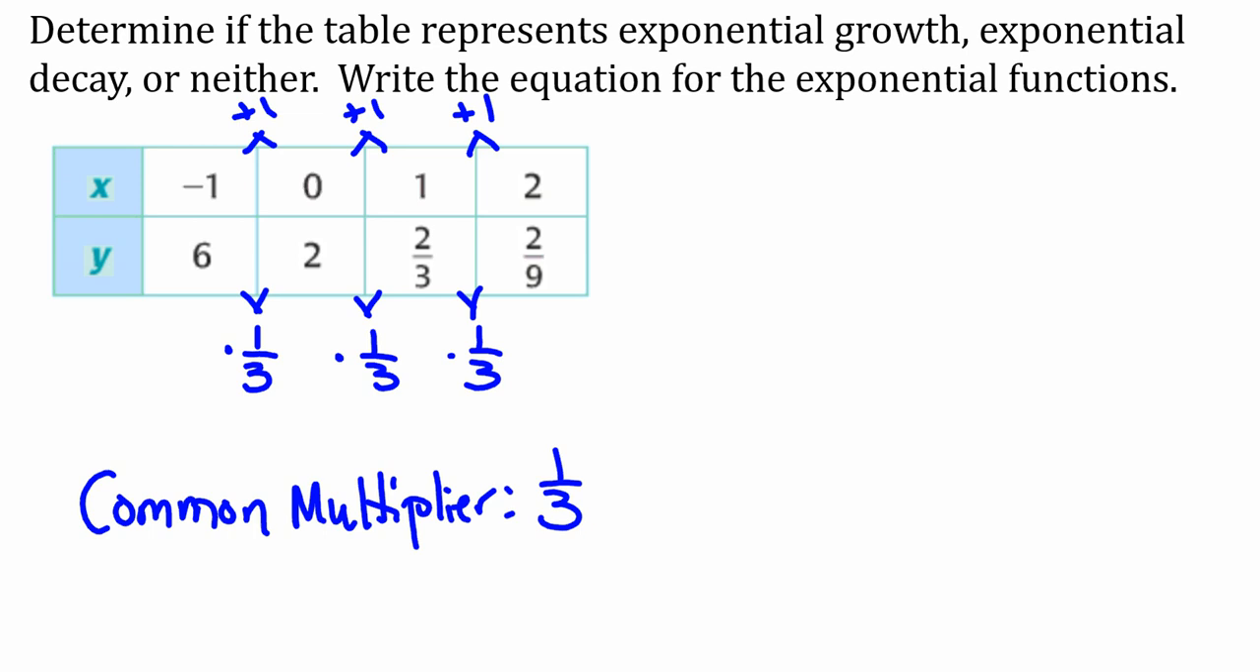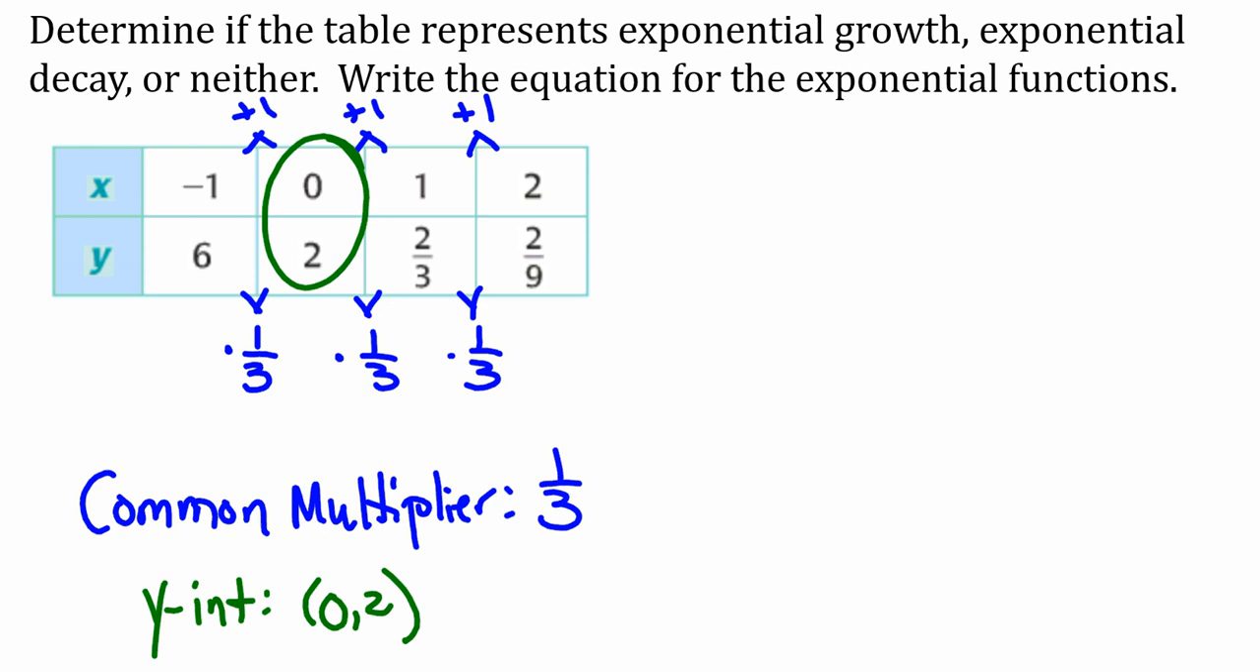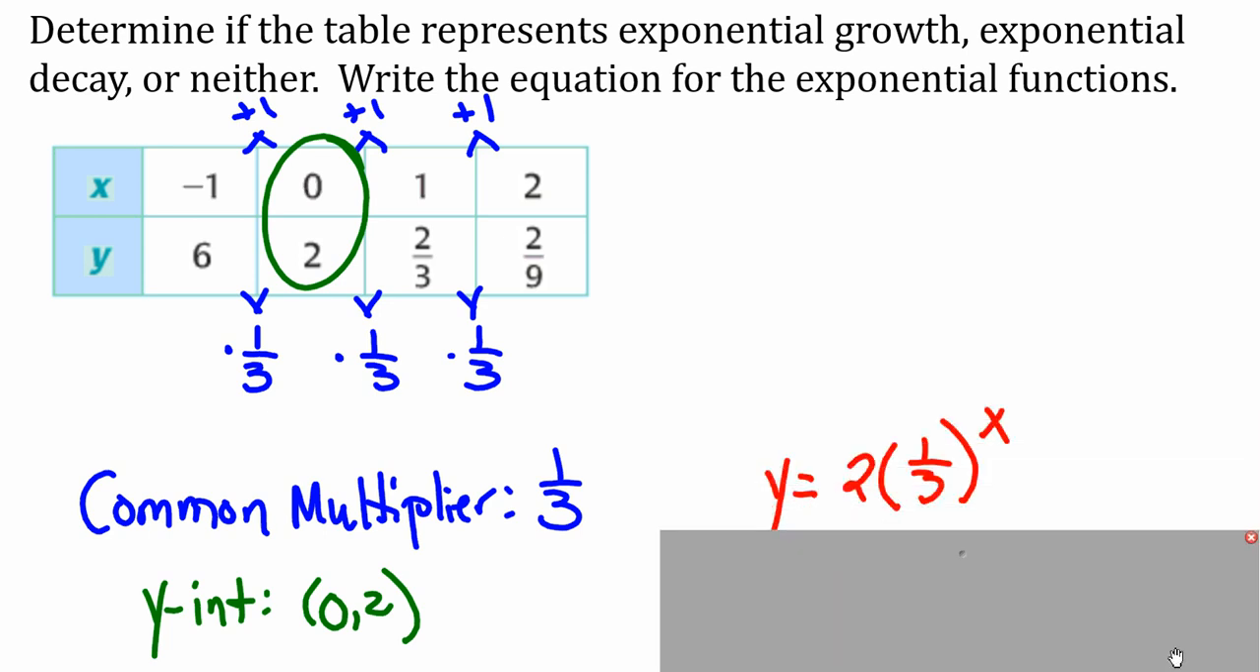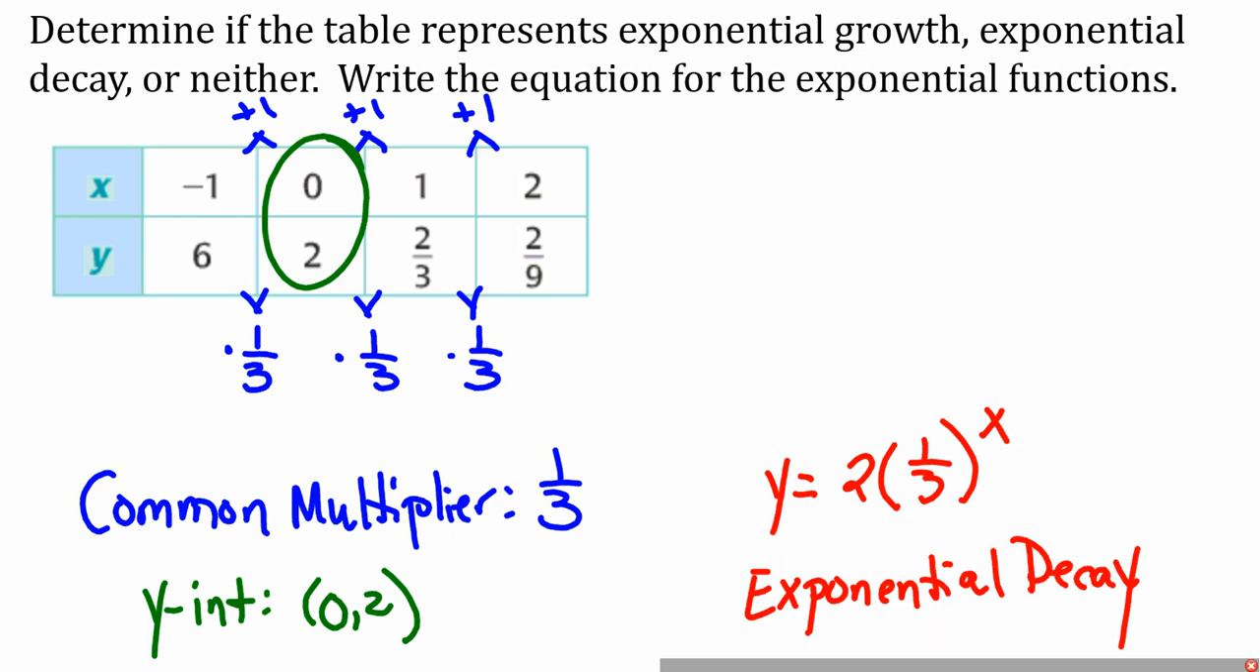Do you see a y-intercept in your table? I have an input of 0, the output is 2, so my y-intercept is at (0, 2). Putting them together, our equation should be y equals 2 times (1/3) to the power of x. Again, that's exponential decay because the multiplier of 1/3, that common ratio, is less than 1 but greater than 0. Hopefully you're feeling confident writing equations, whether linear or exponential, from a table of values.